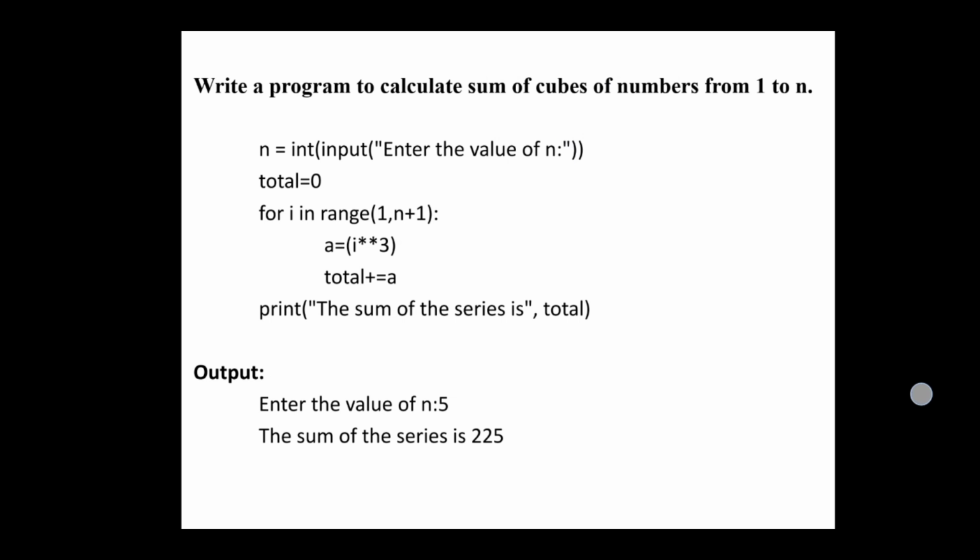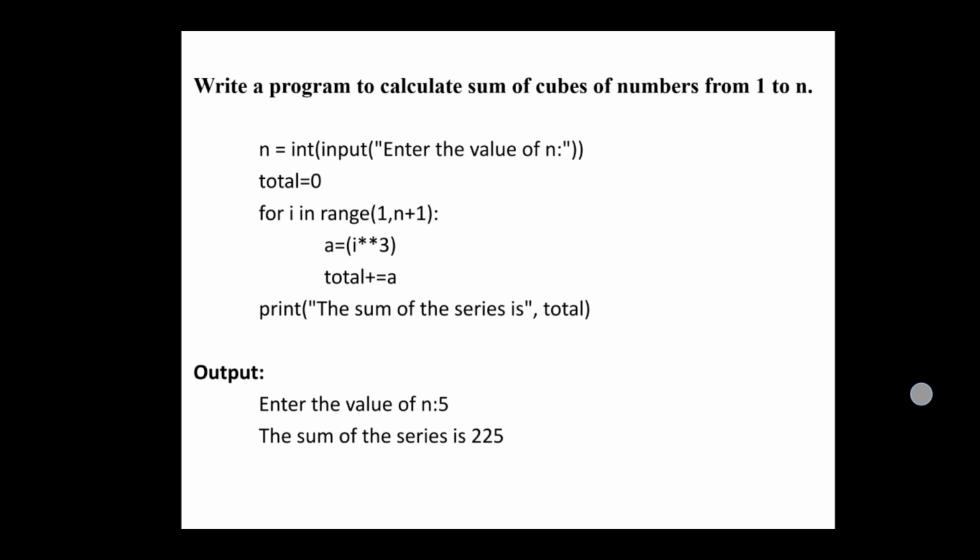Next, write a program to calculate the sum of cubes of numbers from 1 to n. Now the code is n = int(input("Enter the value of n")), there should be double quotes, total = 0, for i in range(1, n+1): a = i**3, that is i cube, total += a, that is total = total + a, print the sum of the series is total.